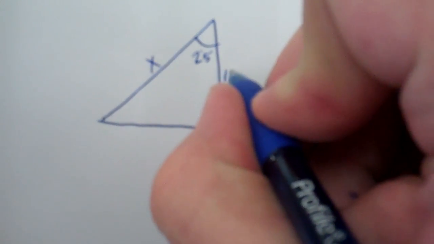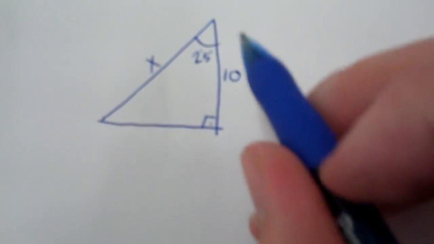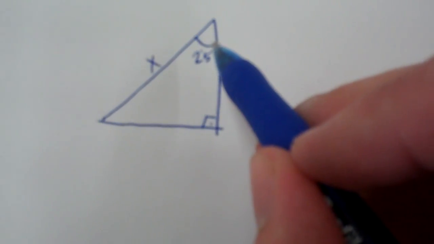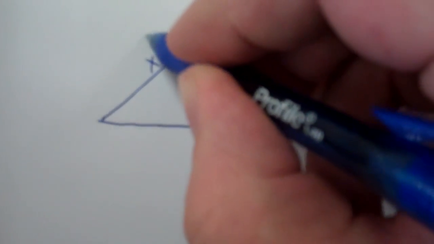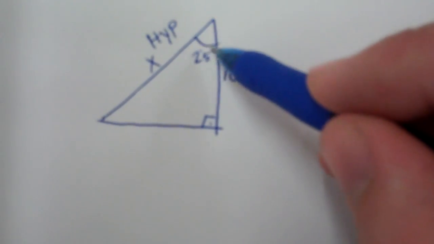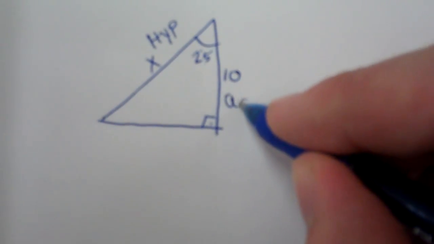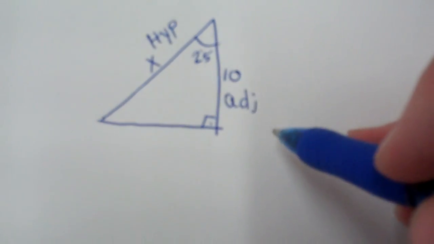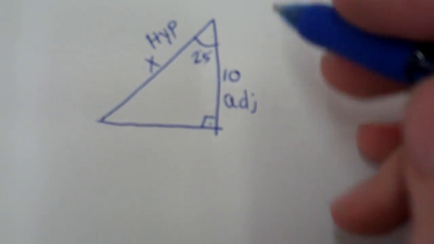Suppose that we don't know the length of this side, but we know that the length of this side is 10 feet. In this case, let's label the sides that we're working with. First of all, across from the right angle is always the hypotenuse. And in this case, if this is my angle, then this is an adjacent side. Let's try to remember which of the trigonometric ratios uses an adjacent and a hypotenuse.